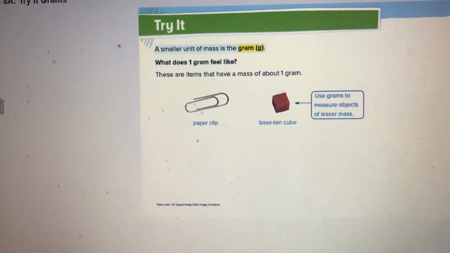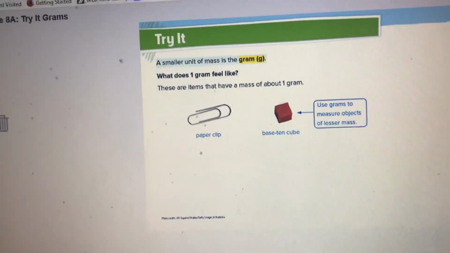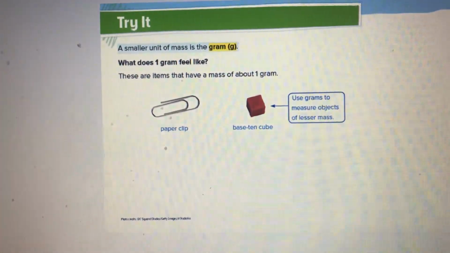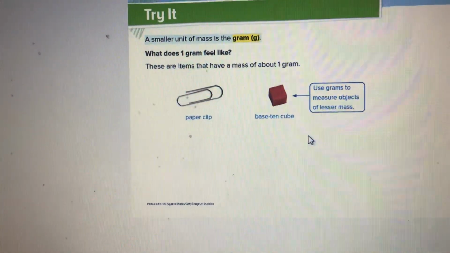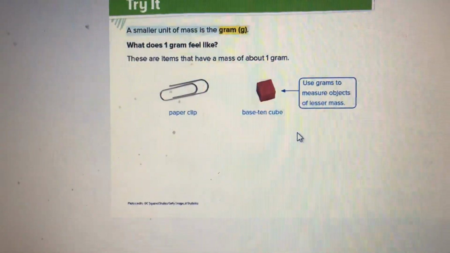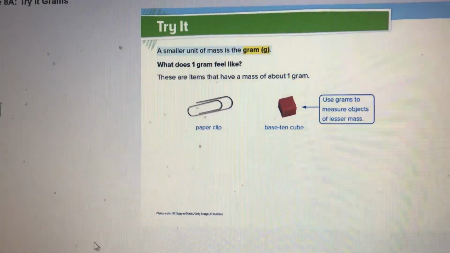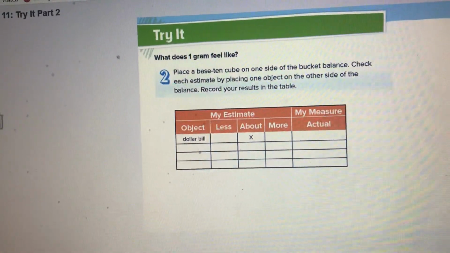When we talk about a gram, we're talking about something smaller. What does 1 gram feel like? Well, here are some items that have a mass of about a gram: a paper clip, a base 10 cube. We have some of these gram cubes that we use several times in the classroom. You probably remember them. We use grams to measure objects of lesser mass. We're just going to skip through this little guy again. Here we go.